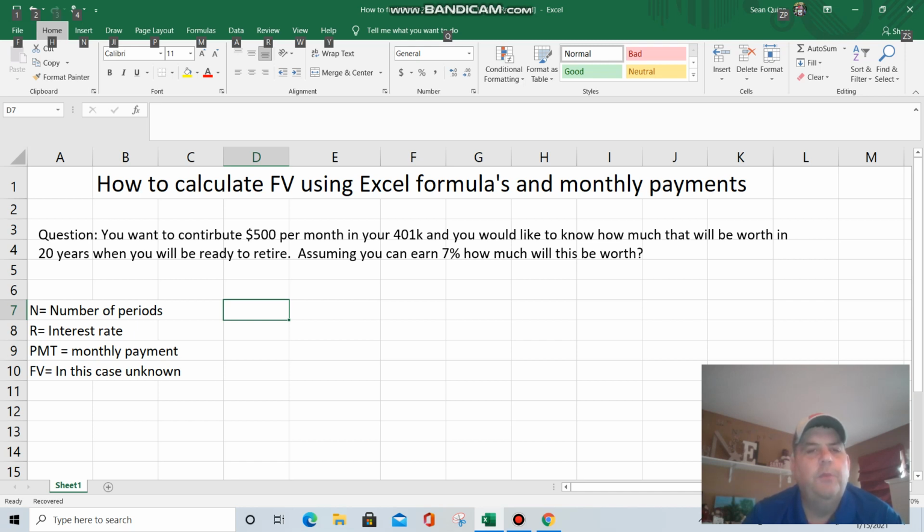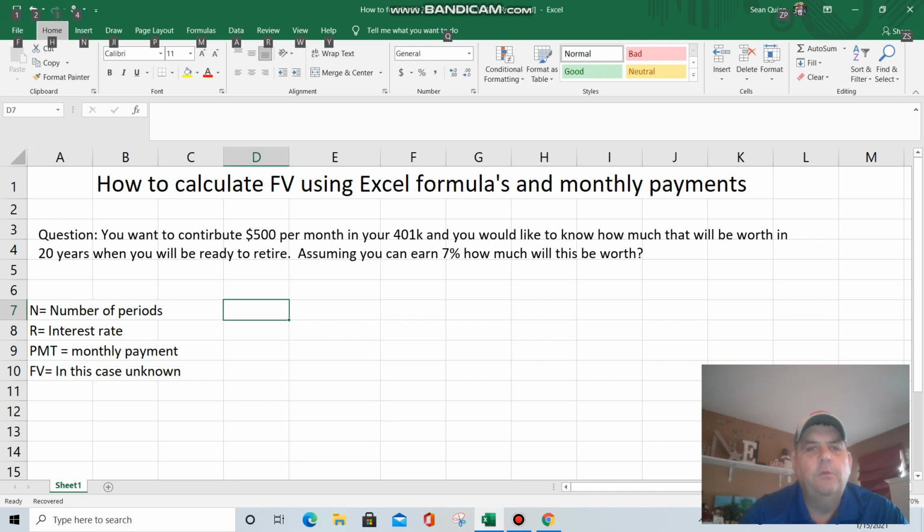It can be really important data. You can use this for any type of savings vehicle. You want to save towards a college education, you want to save towards a new home, you want to save towards a new car, and you want to contribute every month on that. So let's go ahead and calculate that.